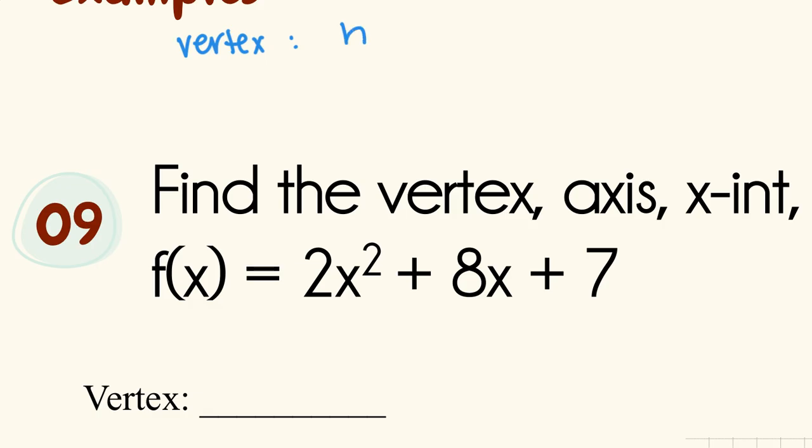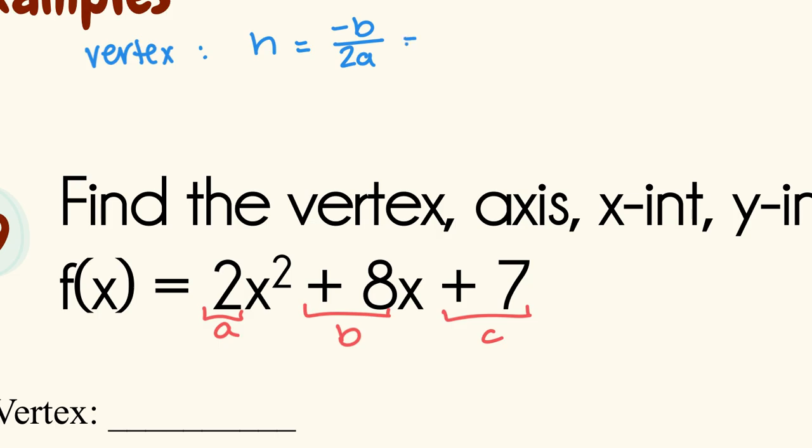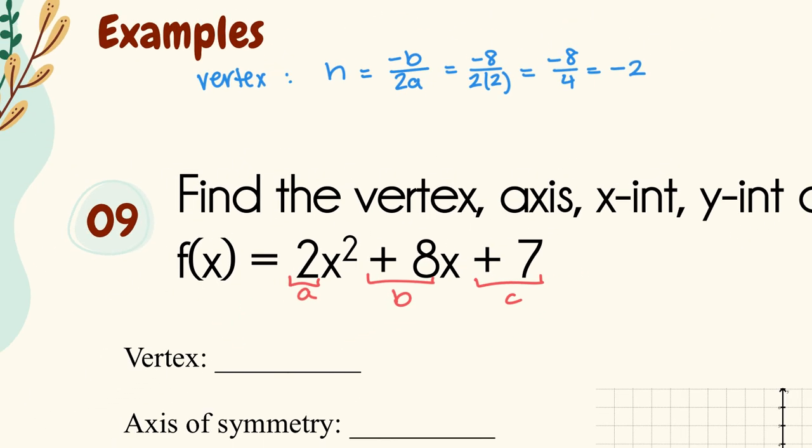I'm going to solve for my x, which is considered my h. The reason why it's h is because we're going to use it in the next lesson tomorrow. So just know it as your h, which is negative b over 2a. I'm just going to label this as my a, my b, and my c. Okay, so looking at it, I'm going to get negative 8 over 2 times 2. I'm going to get negative 8 over 4, which gives me negative 2 as a whole. So for my first coordinate, I'm going to have negative 2.